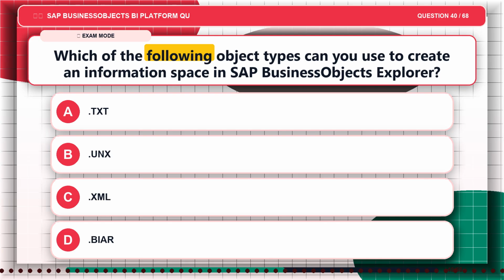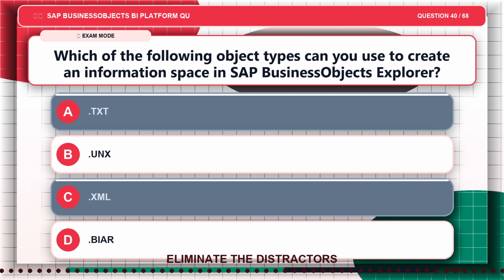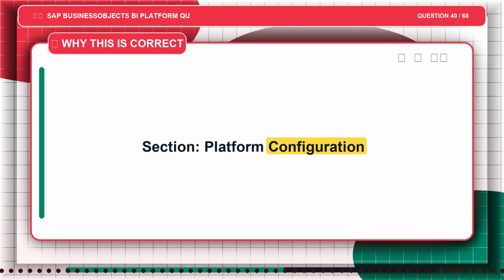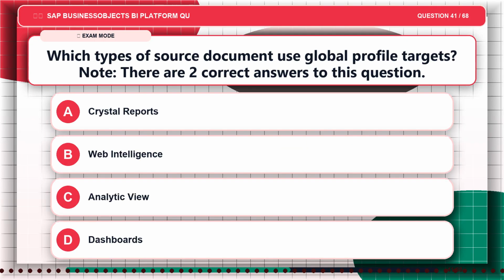Which of the following object types can you use to create an information space in SAP BusinessObjects Explorer? Option A, TXT. Option B, UNX. Option C, XML. Option D, BIAR. The correct answer is option B, UNX. Section, Platform Configuration. Question 41.